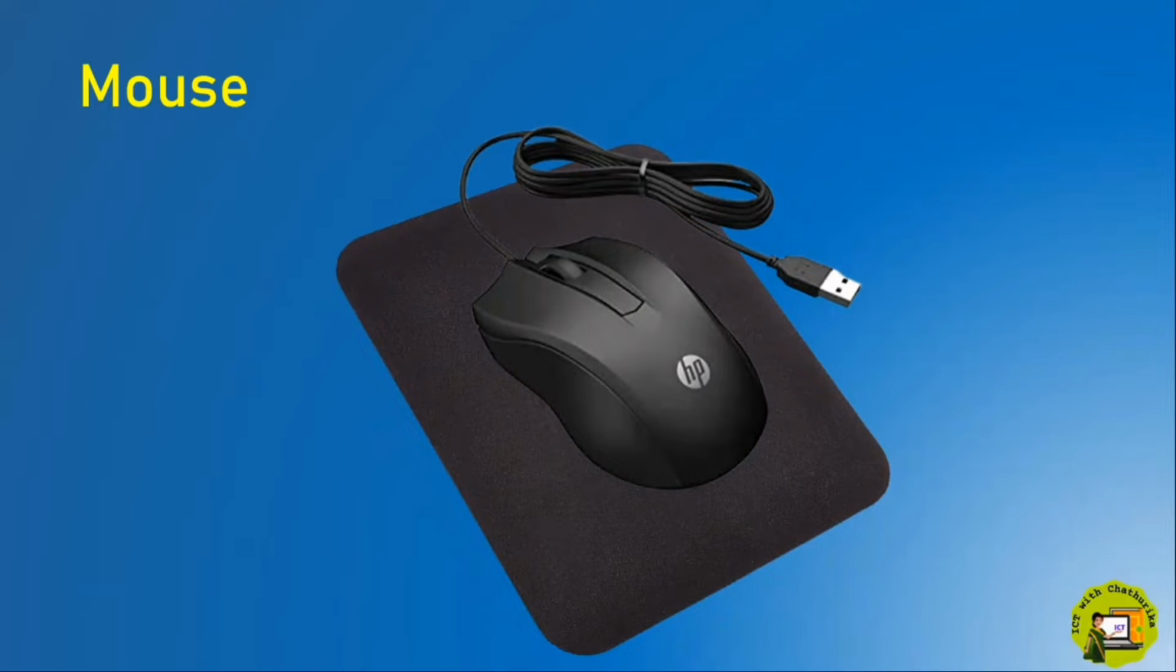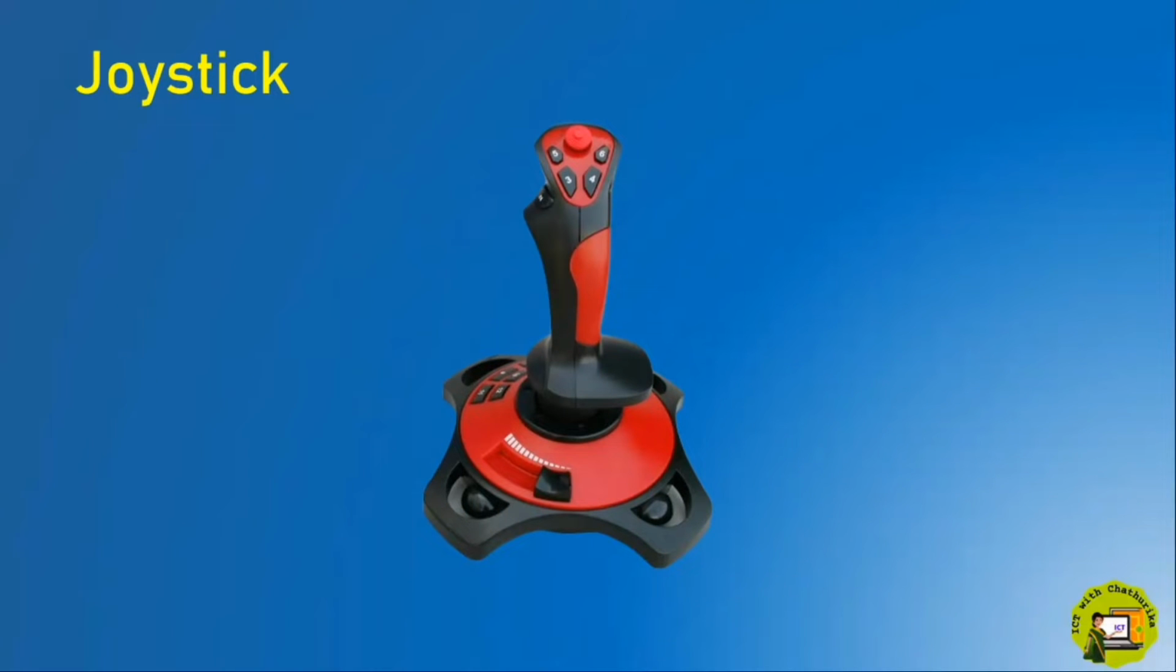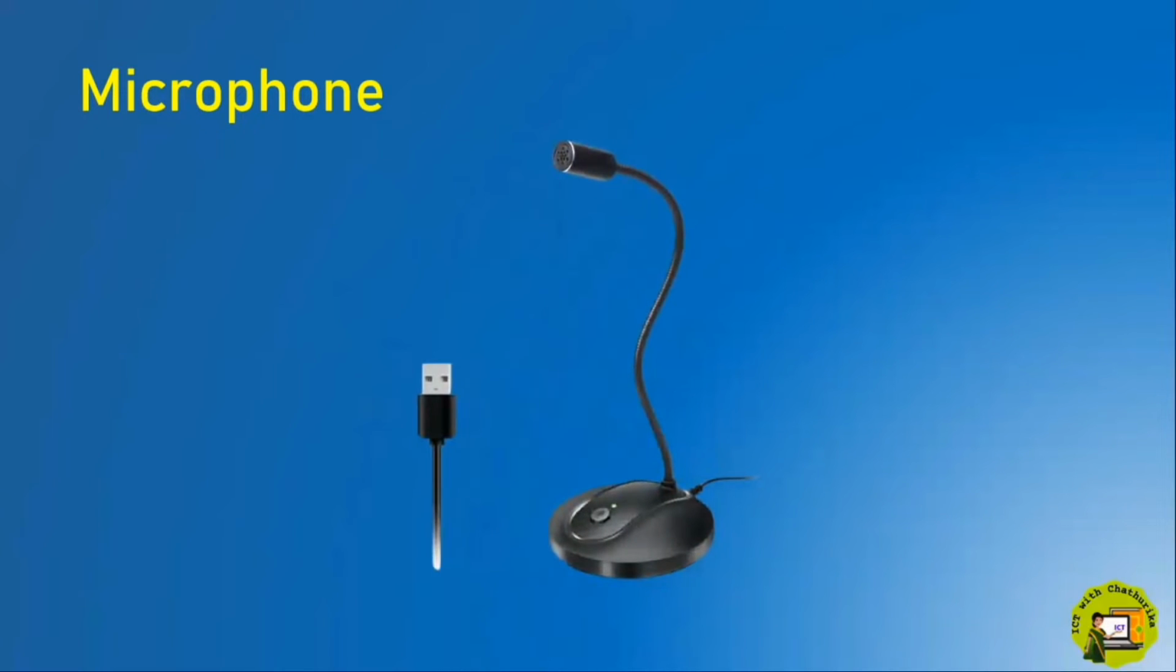Next one is joystick. When it is moved, it passes information to the computer. Microphone. A microphone is a mic that can be attached to a computer. It allows us to input sounds like speech and songs into the computer. You can record your voice with the help of this microphone.